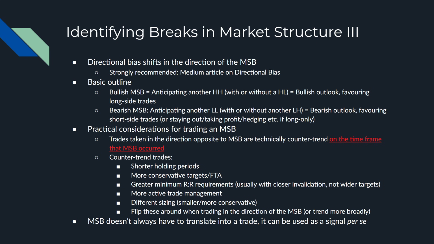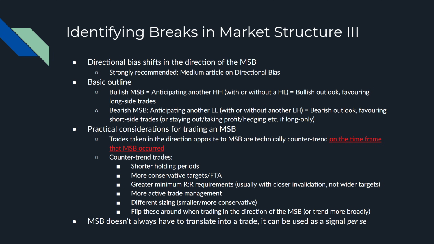the basic overarching idea is if you're trading counter trend, you're trading against the current, so to speak. And therefore you have to be more defensive and less liberal with those positions because the odds, to use that term very loosely, are against you. What are some of those considerations, or what might those considerations translate into during a trade? Well, shorter holding periods, for one, more conservative targets, closing trades at FTA, first trouble area, greater minimum risk reward requirements, usually with closer invalidation, not wider targets.